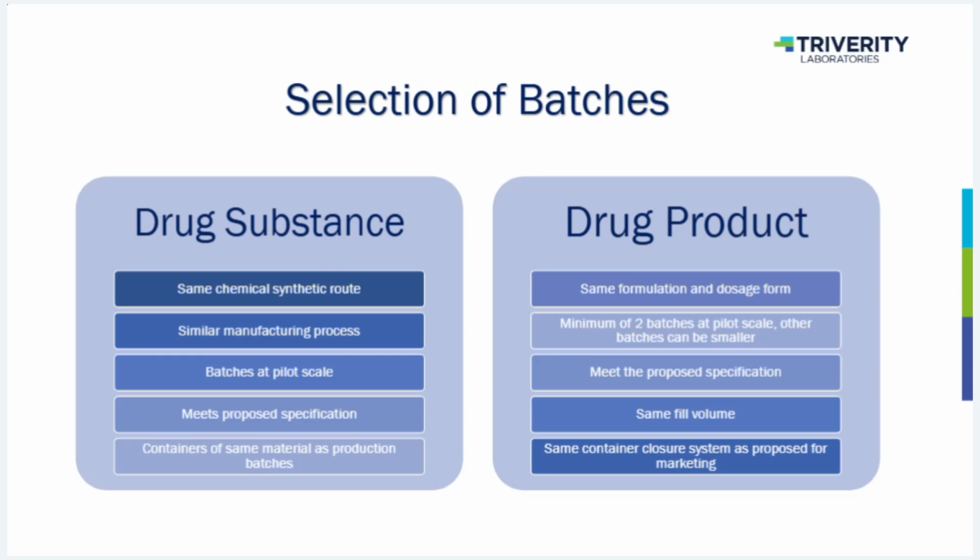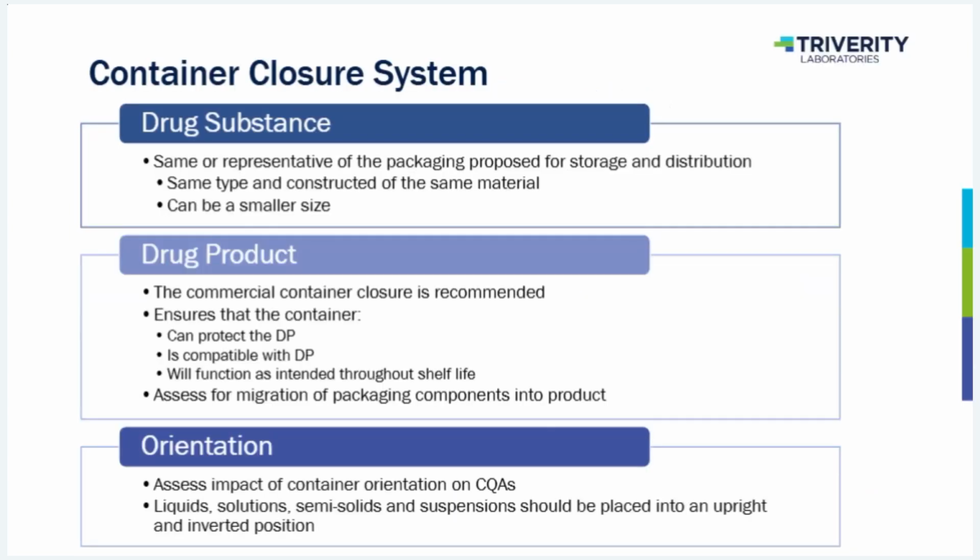The fill volume, if you have multiple fill volumes, then you're going to need to put those fill volumes up as well. The same container closure system as proposed for your marketing. So container closure system, drug substance, again, same or representative of the packaging proposed for storage and distribution. You certainly don't want to put 20 containers, 5-kilo containers up on stability. So it needs to be the same type of container and constructed of the same material, but it can be a smaller size. You want to try to, as much as you can, replicate the headspace.